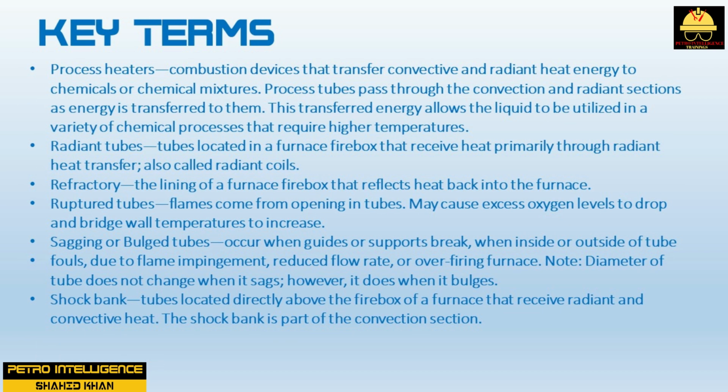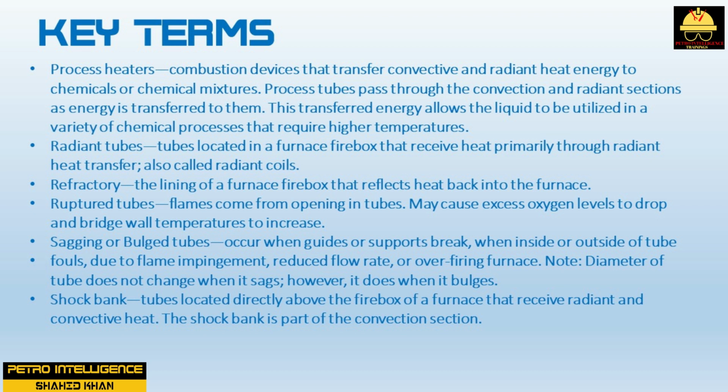Process heaters are combustion devices that transfer convective and radiant heat energy to chemicals or chemical mixtures. Process tubes pass through the convection and radiant sections as energy is transferred to them. This transferred energy allows the liquid to be utilized in a variety of chemical processes that require higher temperatures. Radiant tubes are located in a furnace firebox and receive heat primarily through radiant heat transfer, also called radiant coils. Refractory is the lining of a furnace firebox that reflects heat back into the furnace.